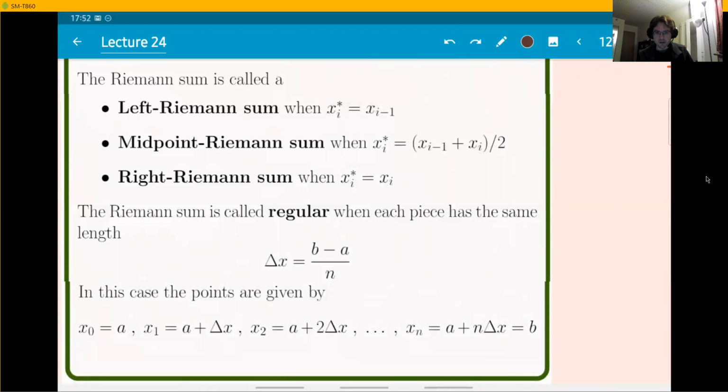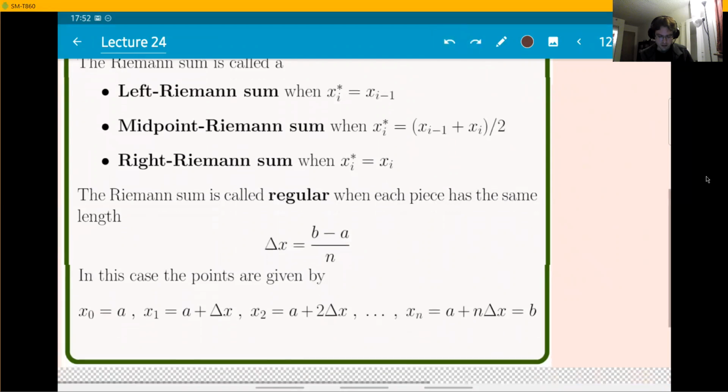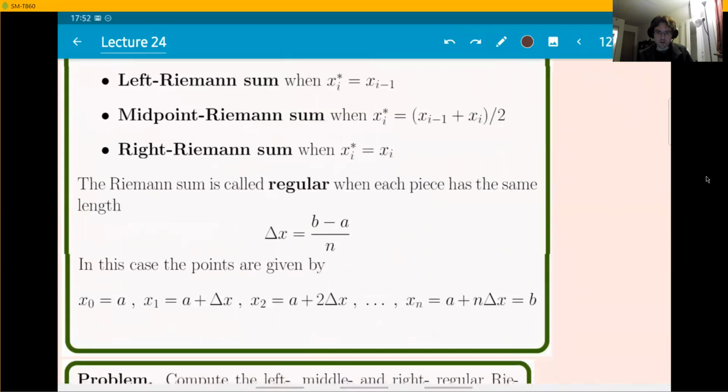And in that case, what is the length of each piece? We can call that delta x. It's the total length divided by the number of intervals. And in that case, you can also give formulas for each one of the points individually. For example, x0 was the first point a. x1 is a plus this delta x, a plus 1 length of a piece. x2 will be a plus 2 lengths of the piece, and so on.